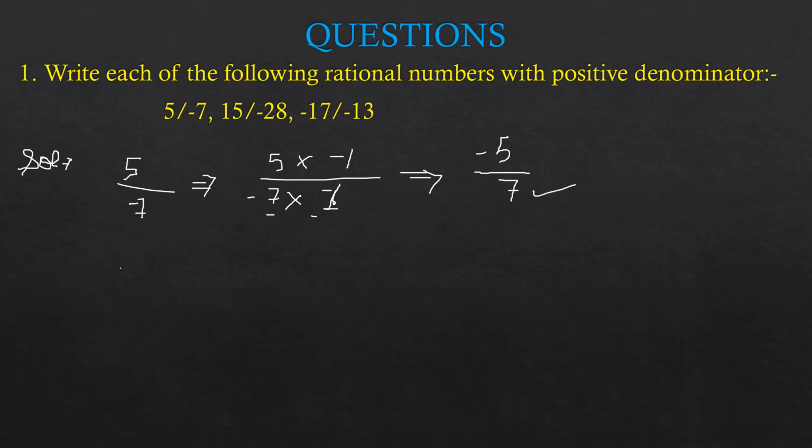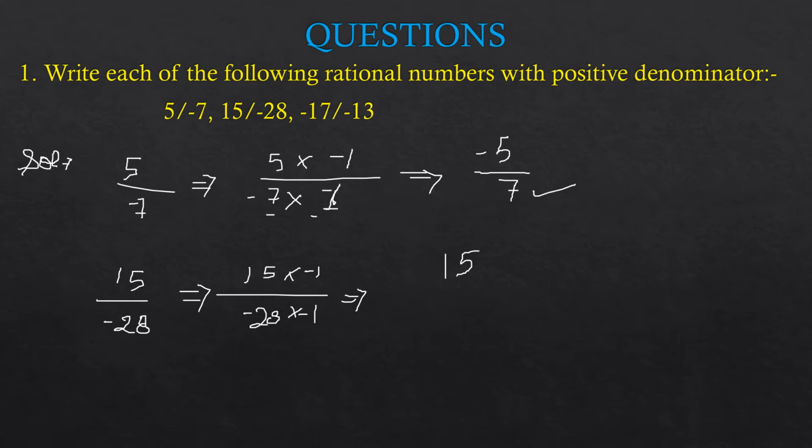In the next one, we have 15 by -28. These questions are very simple. So we have to convert it. 15 and -28 will be multiplied by -1 to get a positive denominator. 15 into -1 gives us -15, and this will be negative. -28 into -1 gives us 28, and this will be positive.